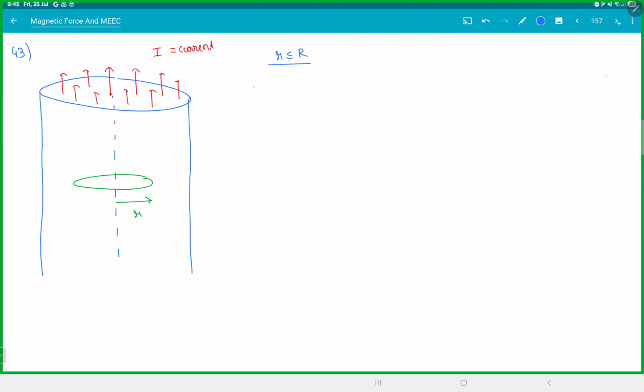So for r less than R, this side will be integral B dot dl is mu naught I. So this will be B into 2 pi r. This will be mu naught current density into pi small r square. So we get mu naught J small r by 2. Right? So this is proportional to r. It's a linear function. Or you can write in terms of current also. That would be mu naught I by 2 pi R square into small r.